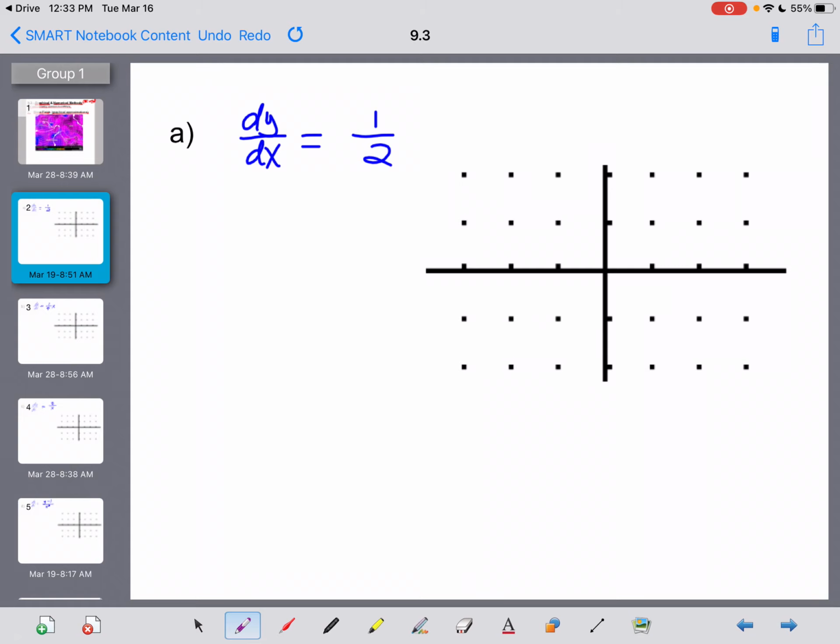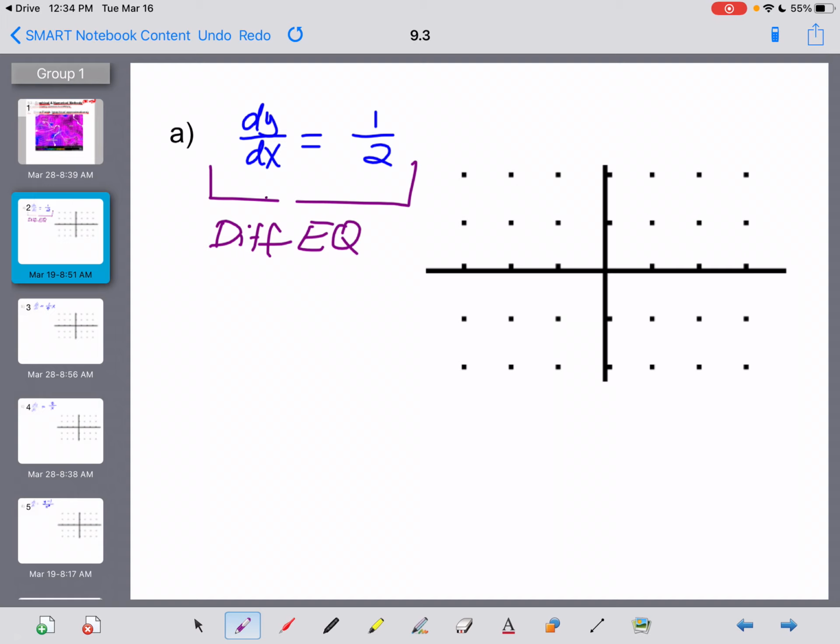So the first thing I want to point out is that if we're going to draw a slope field, that is a graphical approximation method for solving a differential equation. And sure enough, what were we given right here? That is a differential equation. We've been given the derivative of y with respect to x is equal to 1/2.